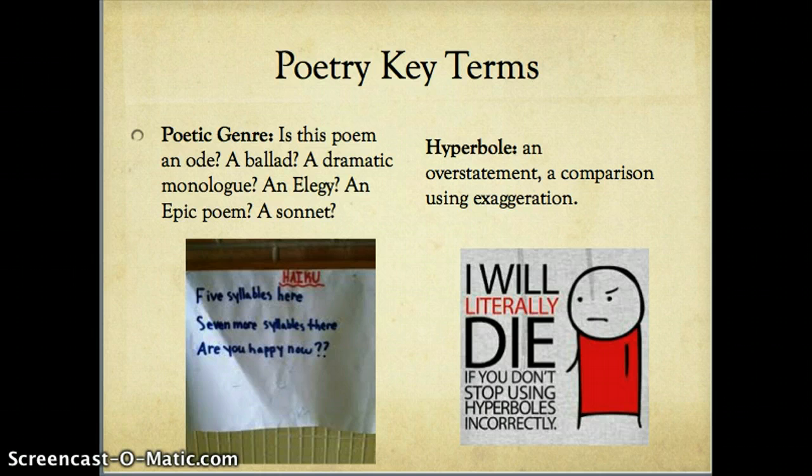One of the other key terms we can look at is hyperbole, so we'll look at a couple of examples of this. This is also in fiction, but a hyperbole is an overstatement, an exaggeration. The example here is a commonly used saying, "literally all the time." That would be a hyperbolic statement. So you're not going to literally die if you stop using hyperboles incorrectly. But again, it's overstating something, exaggerating your claims. So we'll look at examples of these key terms as we go along.